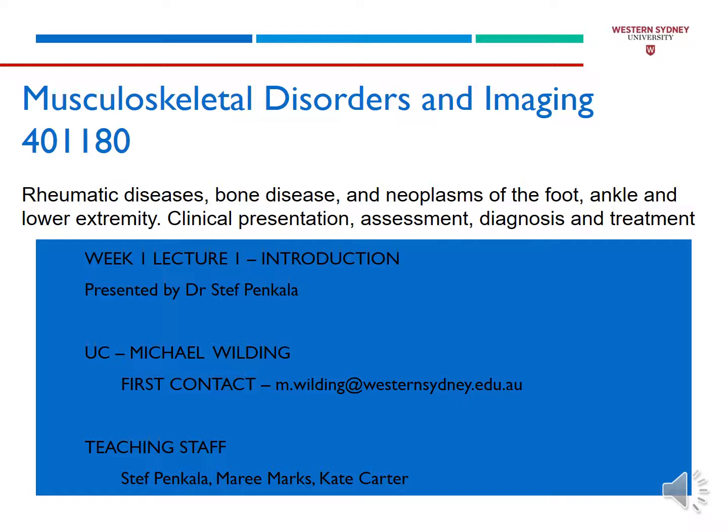In general, this unit broadly covers a whole range of rheumatic diseases, bone disease, as well as neoplasms of the foot, ankle and lower extremity. Essentially, over the 13 weeks, you'll be learning about a whole range of these different disease processes in terms of their clinical presentation, the type of history that you need to take, how you will assess this, including things such as imaging, x-rays, ultrasounds, MRI, etc. Working out how you'll come to a clinical diagnosis, and then how you'll manage and treat the condition.